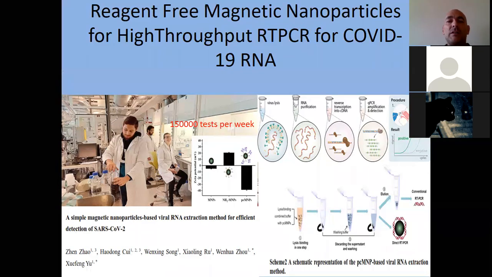But the most important thing is to understand why, in this case, magnetic nanoparticles could be very useful. So this company, I think it is in Denmark or Sweden, I don't remember, has reported that now they can do 150,000 tests per week.